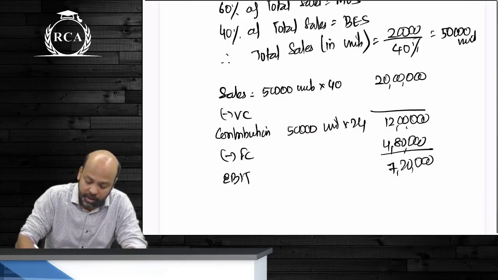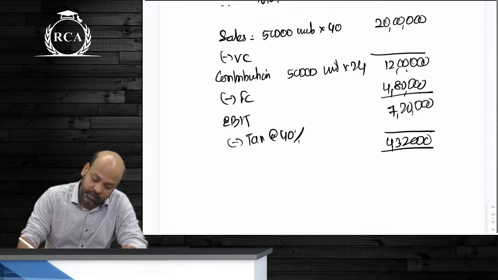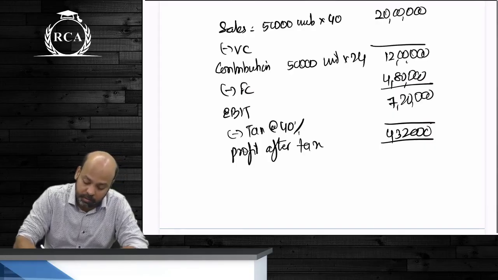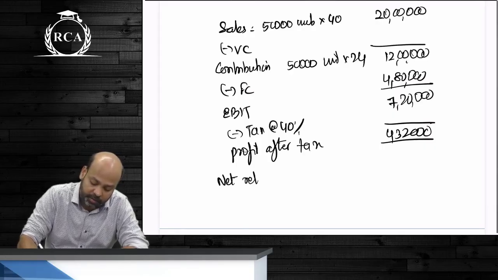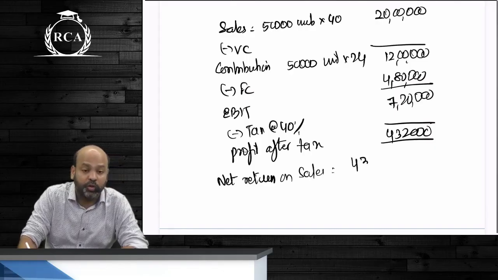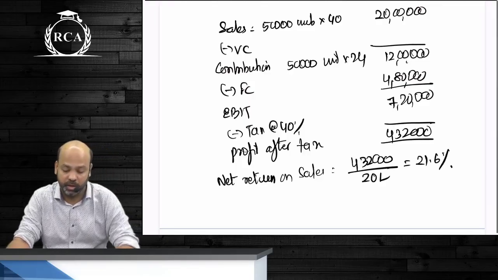From this I'll directly deduct a tax of how much? 40%. You will get 4,32,000 as your net return after tax. This is your net operating profit after tax. I can just write PAT. So my net return on sales would be 4,32,000, which is what you will generate on a post-tax basis on a revenue of 20 lakhs. So your return would be 21.6%.